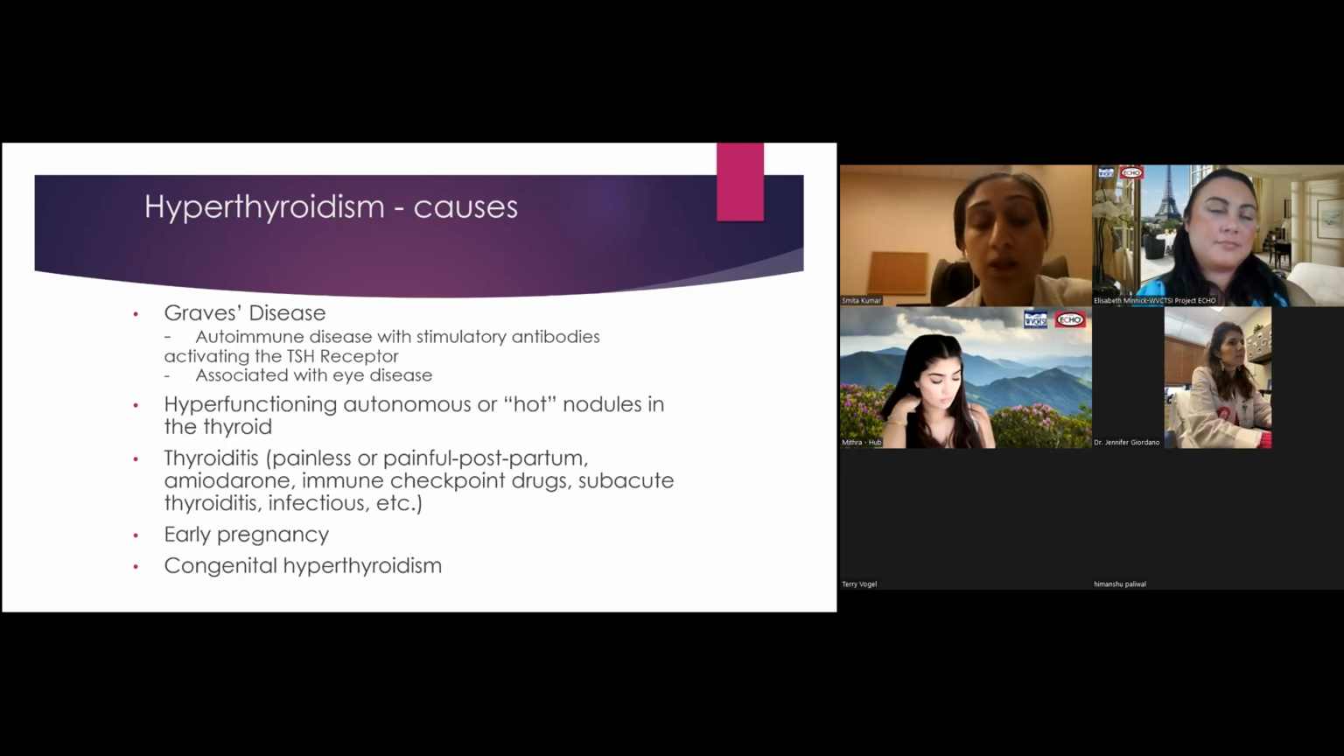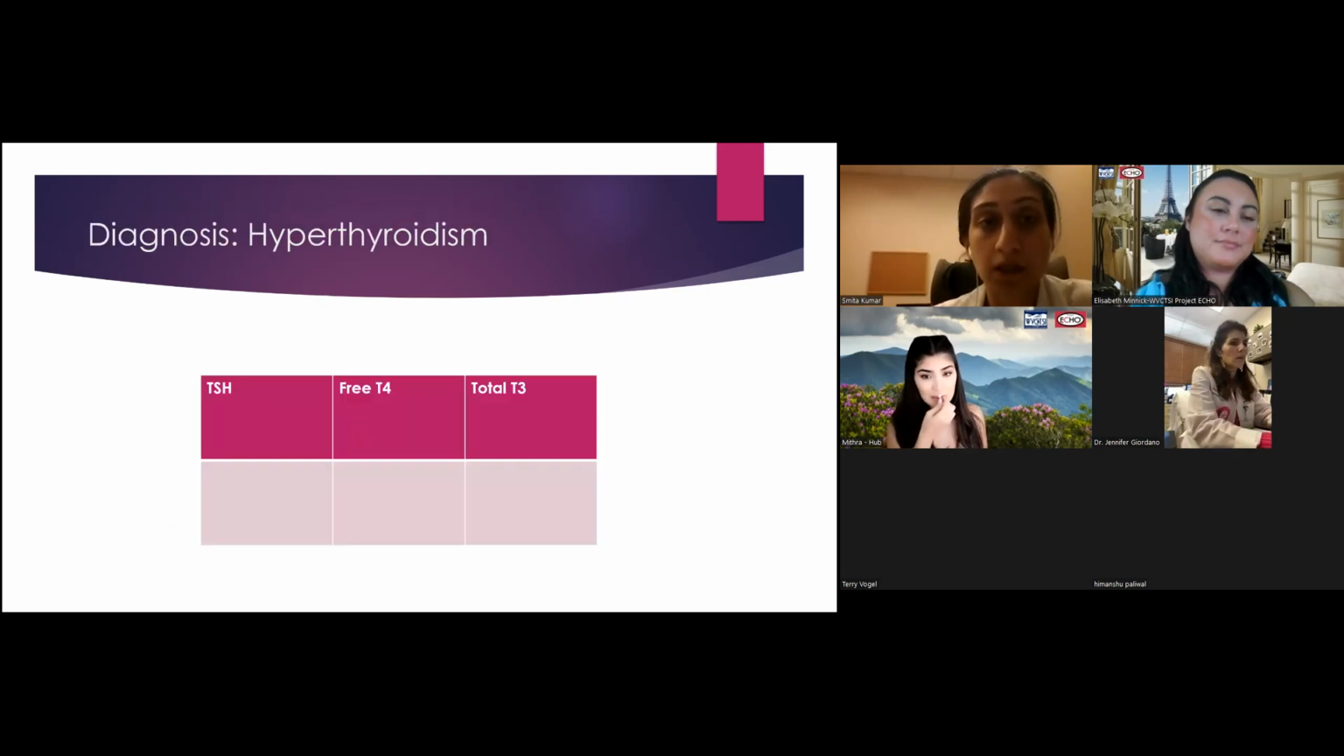You can have subacute thyroiditis, in which a patient will have more pain on exam and they may complain of tenderness of the thyroid. Early pregnancy has some TFT changes as well that make the patient look hyperthyroid. And then congenital hyperthyroidism is another cause of hyperthyroidism. In terms of diagnosis, you'll see a low TSH, an elevated free T4, and an elevated total T3 when you diagnose hyperthyroidism.